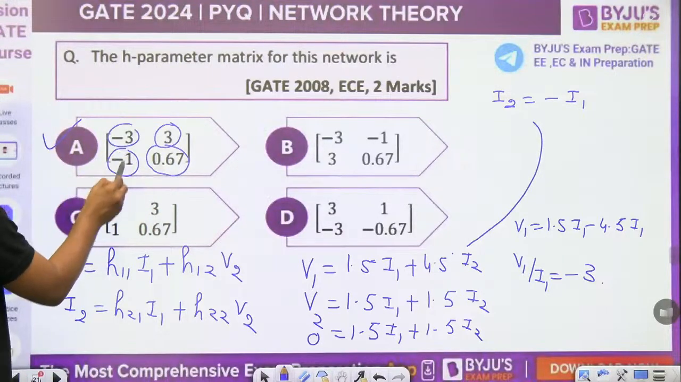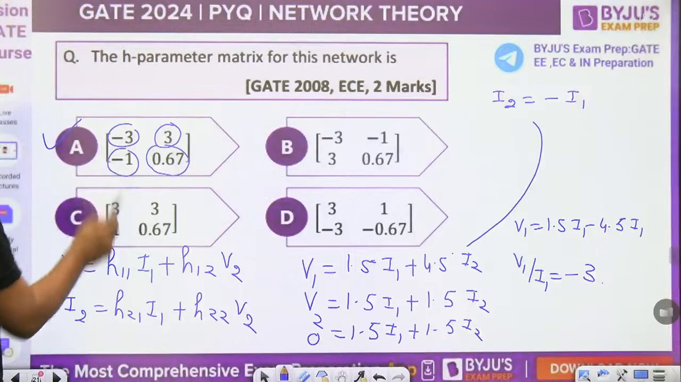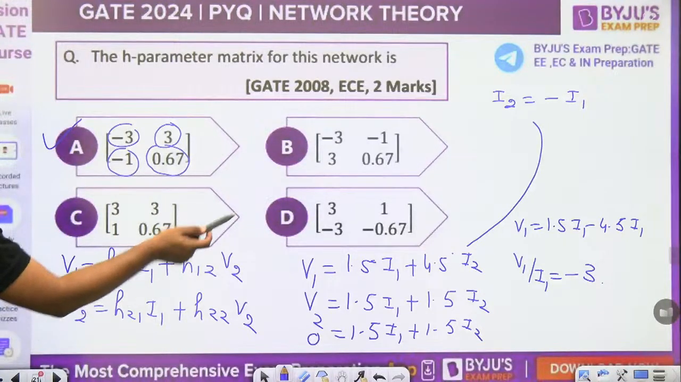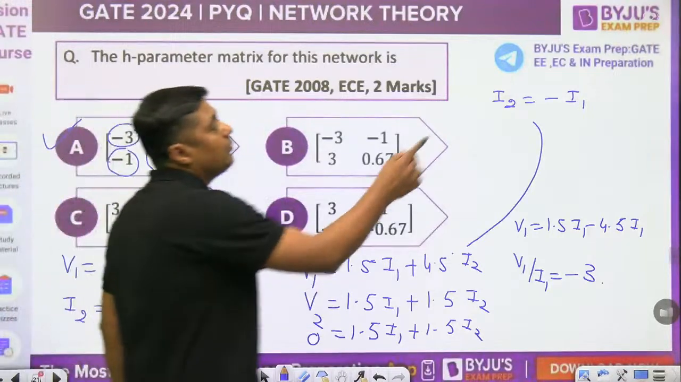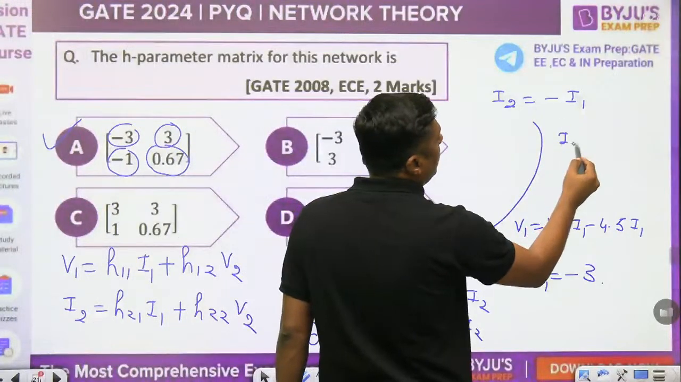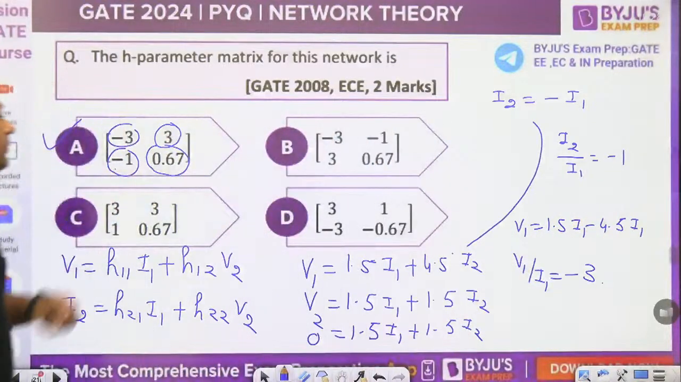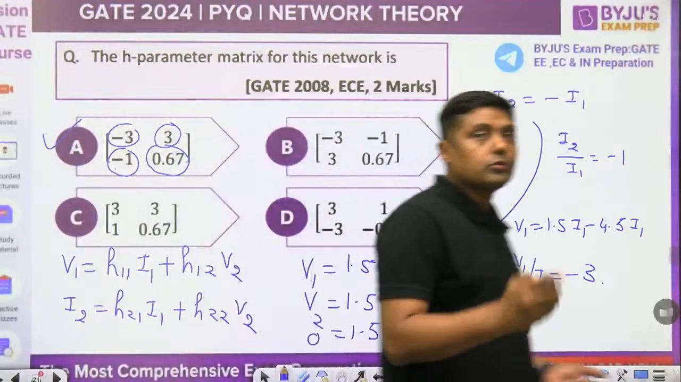So no need to find this. Otherwise you can find the H21. What is the H21? I2 by I1. Already we have found. What is the I2 by I1? Minus 1. I2 by I1 is equal to minus 1. This is the minus 1, correct one. So this is again a very easy question from the two-port network.